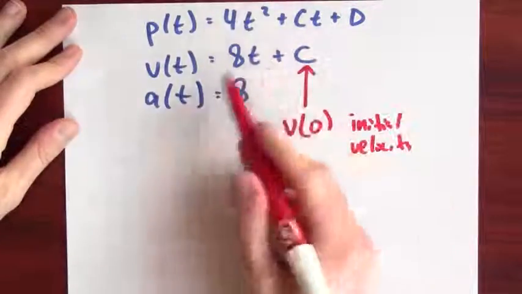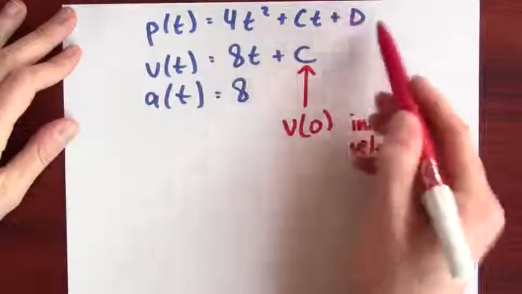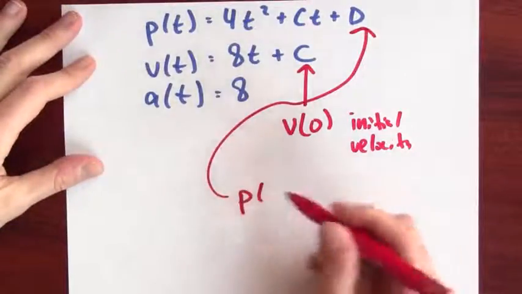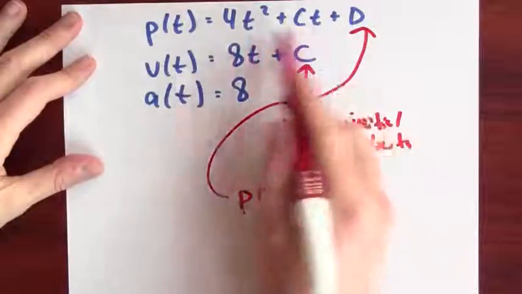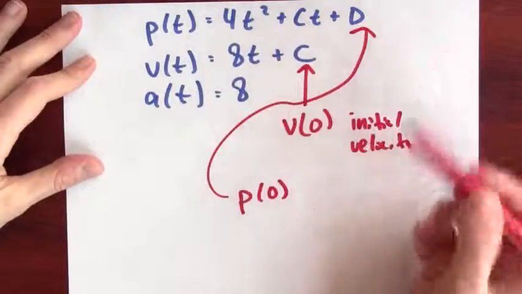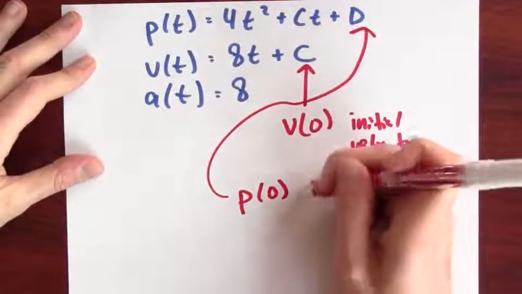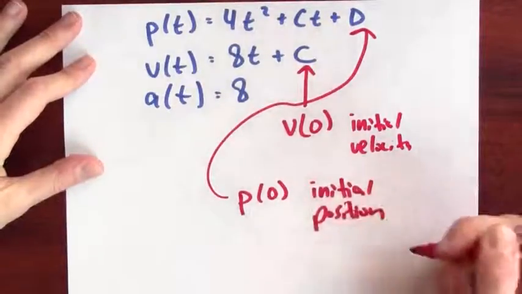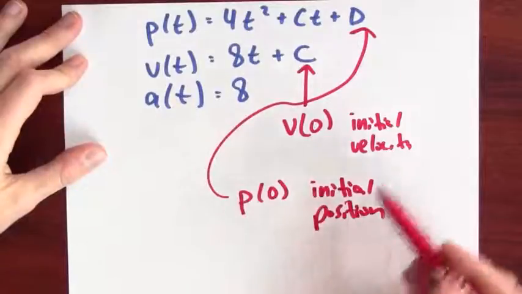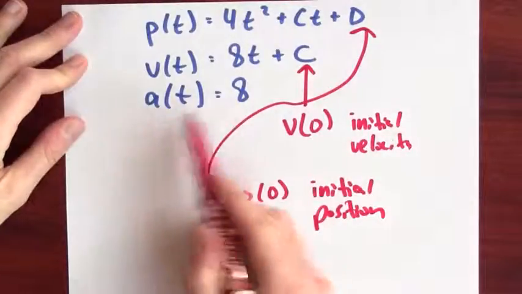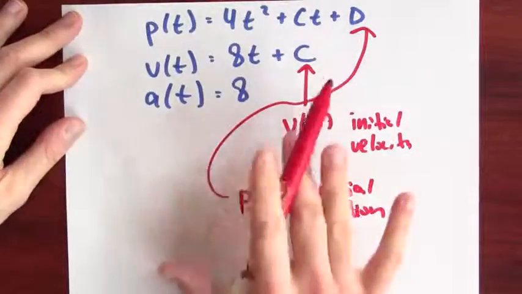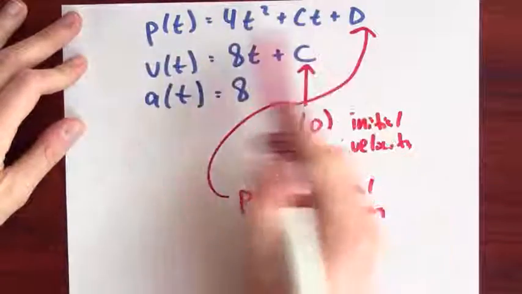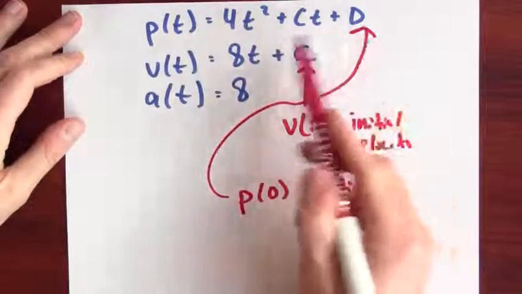Similarly, just knowing my velocity doesn't nail down my initial position, right? This d here is really p of 0, right? If I plug in t equals 0, I just get d. And that means that d is really providing my initial position. So if I know my initial position and my initial velocity and my acceleration, then I can nail down an exact formula for my position. I can get rid of these mystery constants.